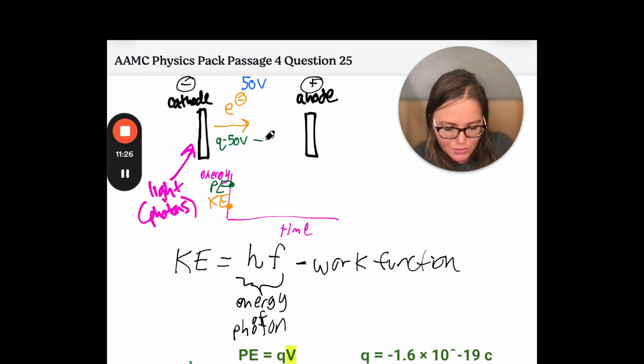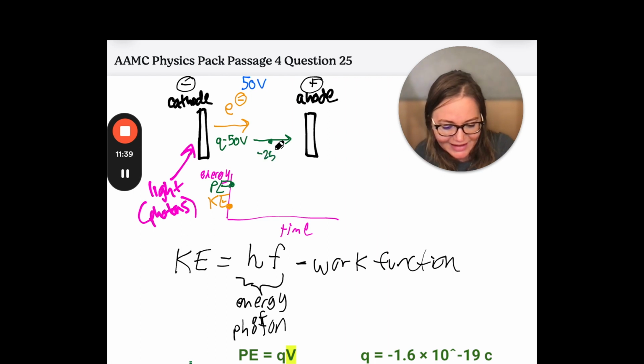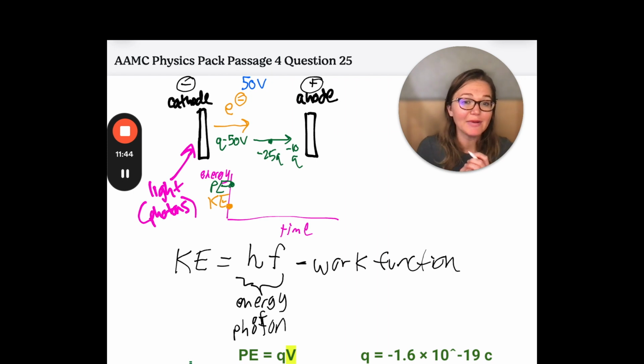But then as we move towards the anode, what's going to happen? Well, our potential voltage difference decreases. So in the middle part here, instead of being negative 50 Q, here we're more at like negative 25 Q, negative 10 Q, etc. So what's happening as the electrode goes from the cathode to anode is that our potential energy is actually decreasing.